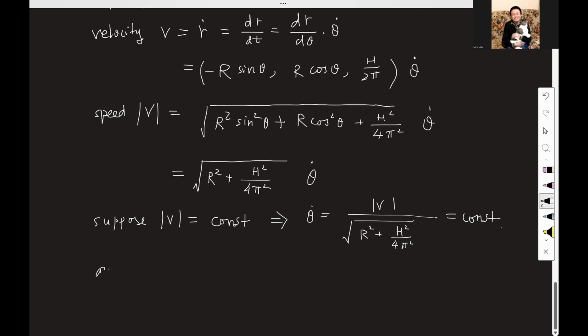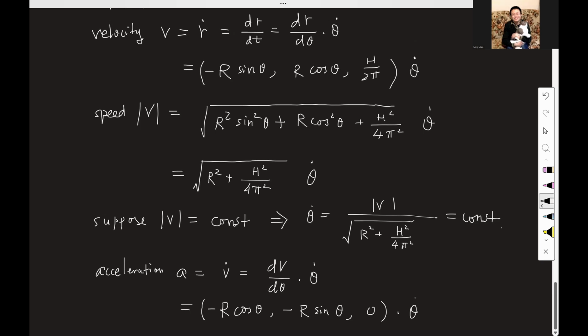What about acceleration? We're also given information regarding the acceleration, so we might as well calculate that. So the acceleration a is v dot. We need to use the chain rule once again: dv d theta, and then times theta dot. That gives us minus r cosine of theta, minus r sine of theta. And the last component of v is just a constant, so taking the derivative will give us 0 times theta dot. And because v already comes with a theta dot, we have to multiply by another theta dot, which gives us theta dot squared.